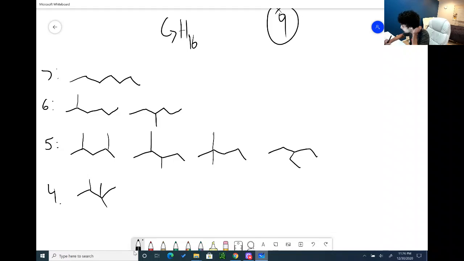Oh, I'm missing something. Yes, I forgot to put one in the middle. So these are how you find them. So that's a little harder one.